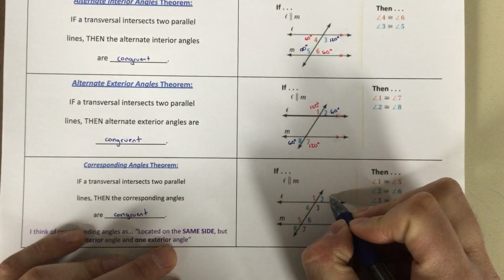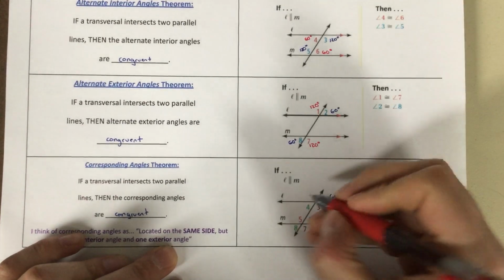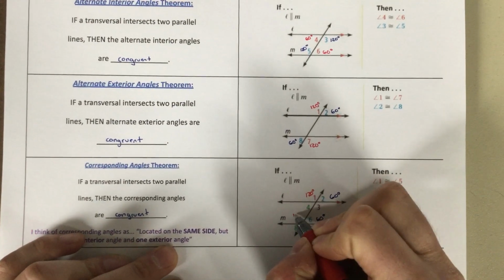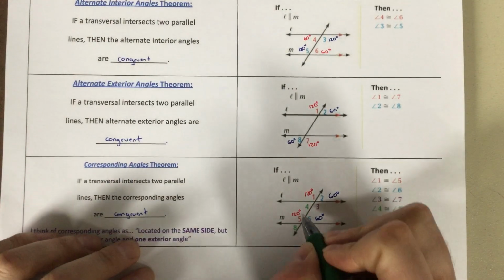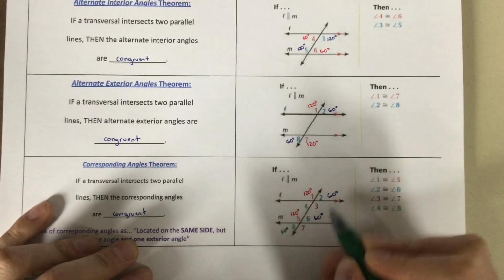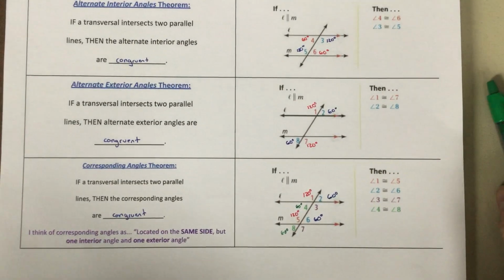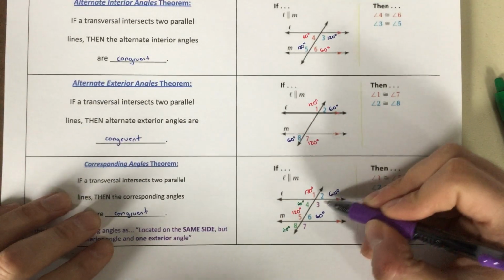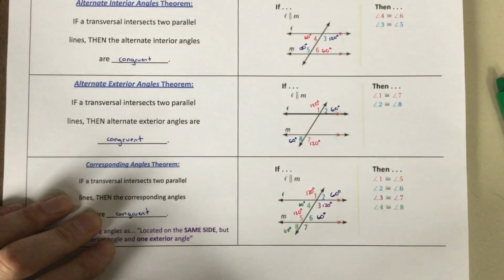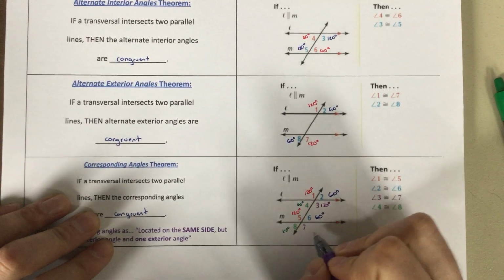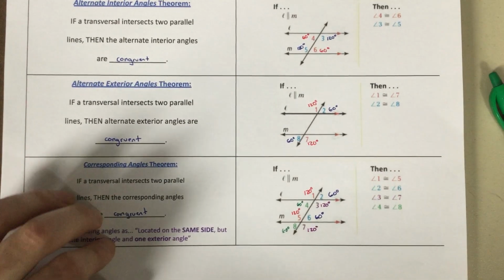If I said this was 60 degrees, this one would be 60 degrees. If I said this one was 120 degrees, this one would be 120 degrees. If I said this one was 60 degrees, because these are vertical, angle 4 would also be 60 degrees. And if I said angle 3, well, compared to angle 1, that's vertical angles, and vertical angles are congruent. The corresponding angle would be 7, which is also 120 degrees, again proving the vertical angles here.